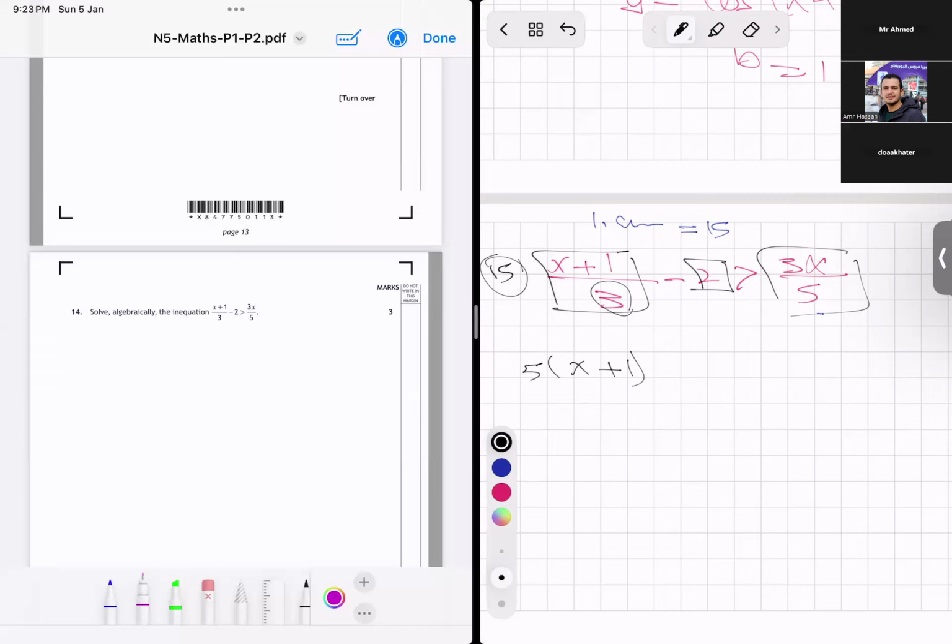that you need to distribute 5 over every single term inside it. Wait, so you divide by 15, not multiply? No, I multiply by 15 because I'm trying to get rid of 3 and 5 at the same time. But you just divided. Oh, wait, hold on.